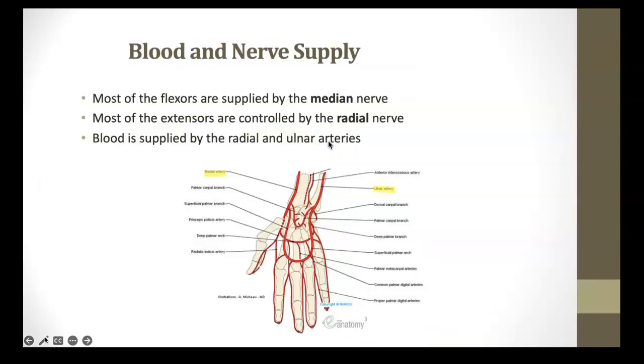Now, we're going to end with talking about blood supply and nerve supply to the hand. I think it's important, especially if we take blows. So most of the flexors, we've already talked about this, are supplied by the median nerve if we're generalizing. And then a lot of the extensors are controlled by the radial nerve, and that makes sense so far.